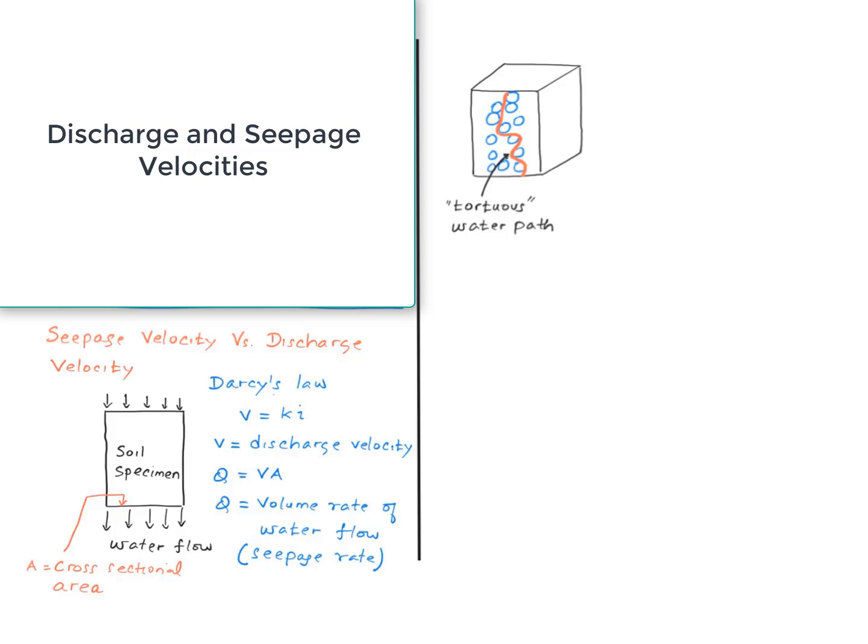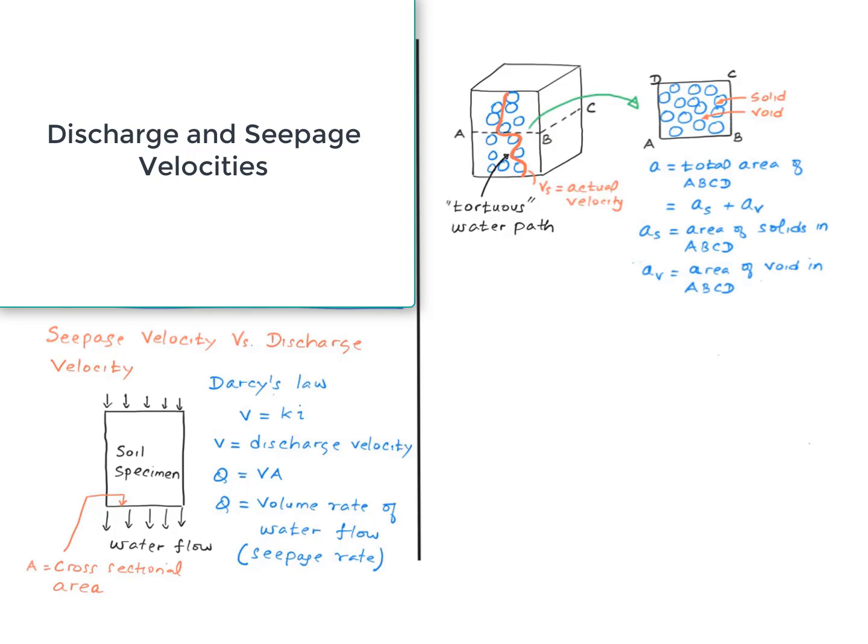However, if we zoom in and look at what's going on at the micro level, we see that a particle or water molecule that starts from here is following a tortuous path before it gets to the other end of the soil specimen. This is because there are solid particles which are obstructing its straight path, so it has to follow a curvy path. So the actual velocity of the water molecule is actually greater than the discharge velocity.